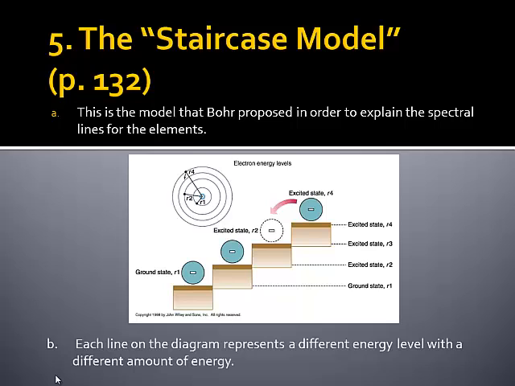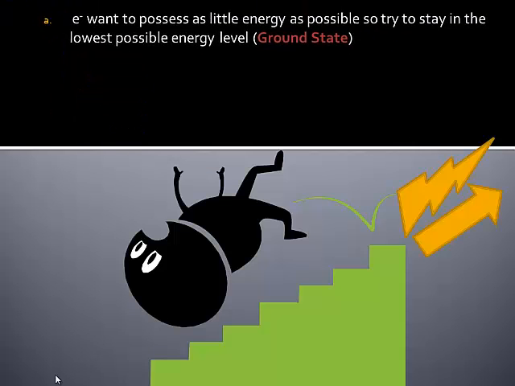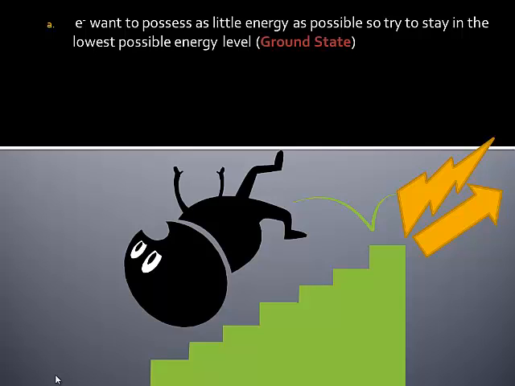Now, this model that Bohr proposed in order to explain the bright lines for the spectrum of the elements actually worked very well because it defined how electrons could be given a means of producing light. Now, each line on that diagram happens to represent a different energy level with just the right and definite amount of energy. So how is it that the electrons actually get that energy and give it back off?